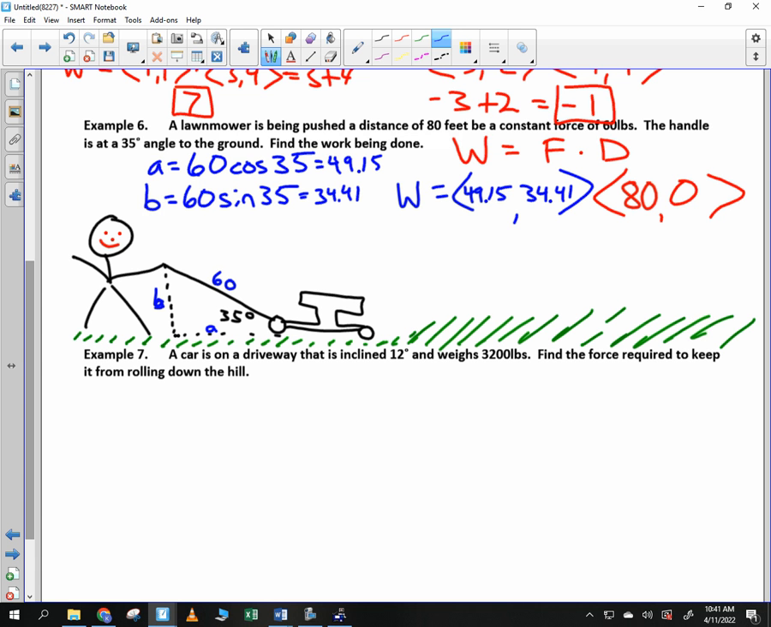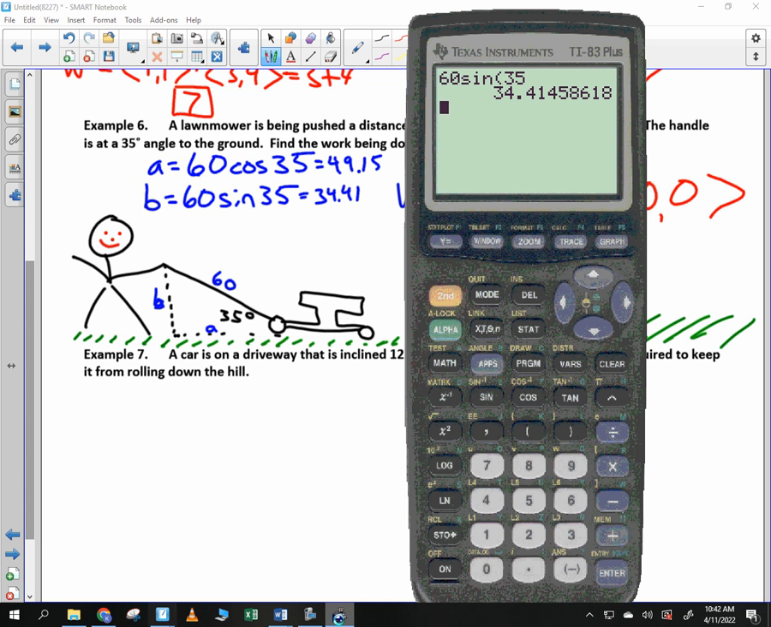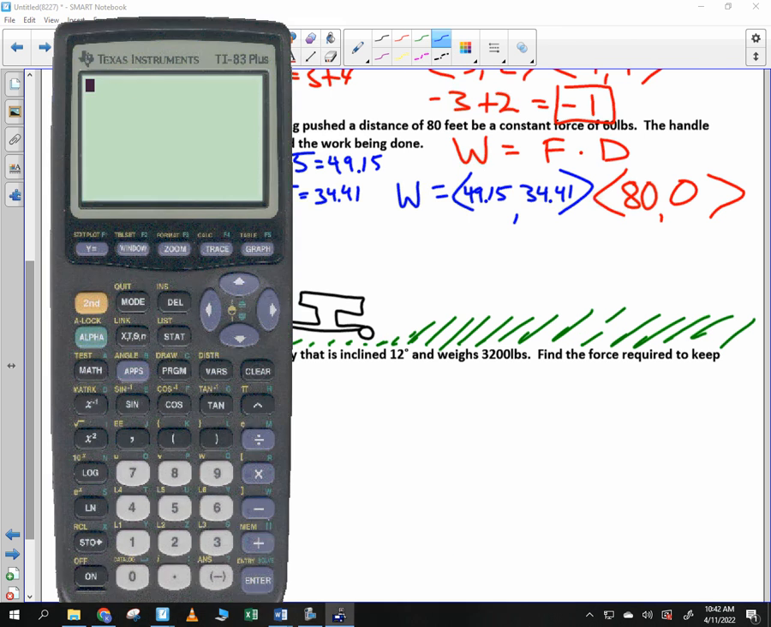So notice as I multiply these together, what's going to happen? Which ones cancel? The vertical ones cancel. Does it make sense that there was no work performed vertically? Yeah, the object didn't move vertically at all. Although we have vertical force, it didn't move at all. So as we calculate this, we just simply take 49.15 and we multiply that by 80. And we get 3,932 plus 0, or 3,932.